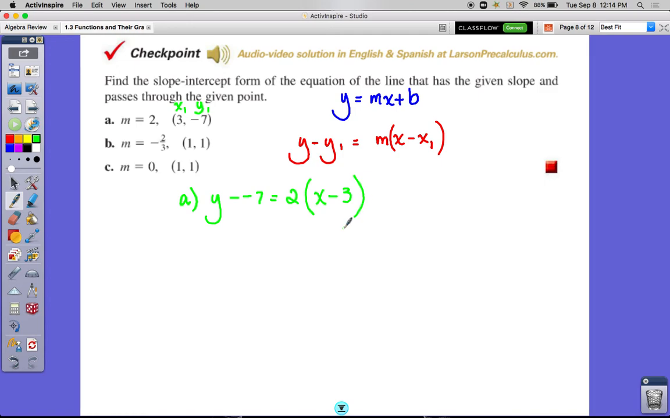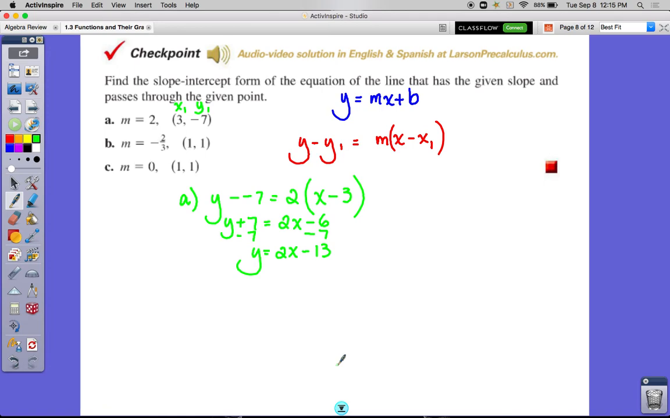At this point, I'm just going to do a little bit of algebra and solve this. So y, clean it up, plus 7 equals 2x minus 6. Last step is I'm going to subtract 7. Subtract 7, so y equals 2x minus 13. Hopefully you tried that on your own, and that's exactly what you got. All right, so that was part A.